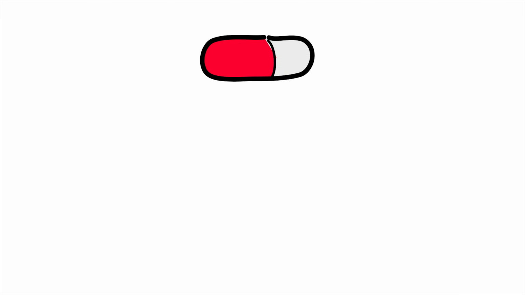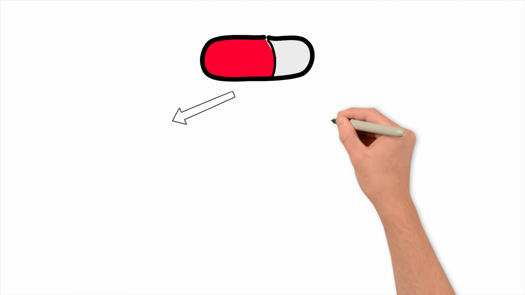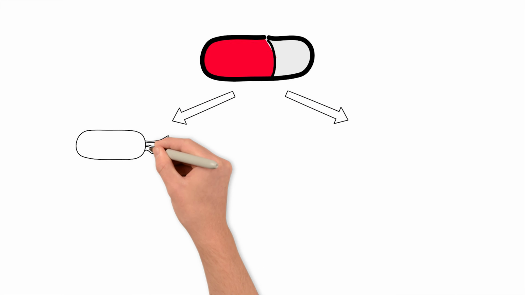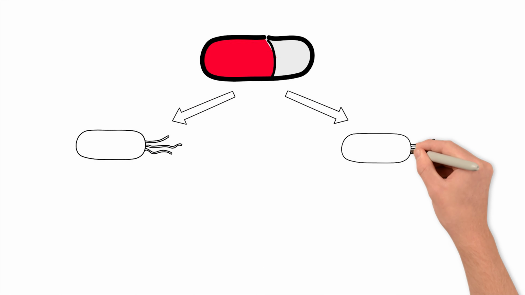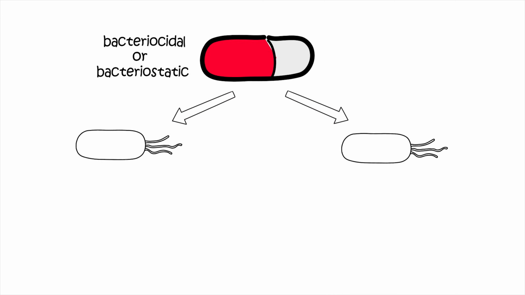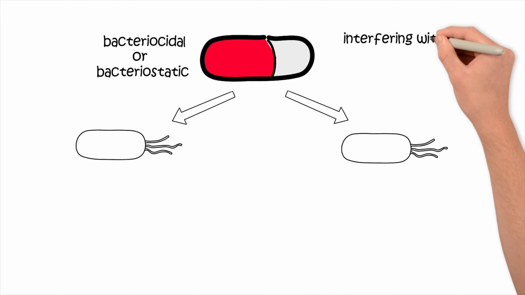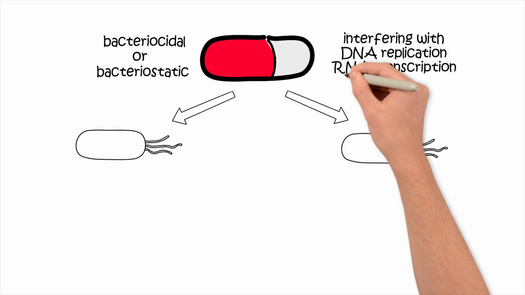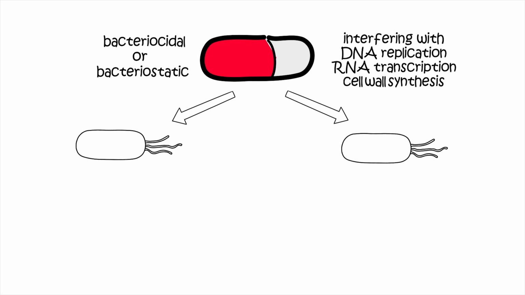Smarticles technology can also be used to measure antibiotic resistance or susceptibility by adding antibiotics directly to the assay. Antibiotics work by either killing bacteria or stopping their growth, and they do this by interfering with cellular processes, including DNA replication, RNA transcription, and cell wall synthesis.